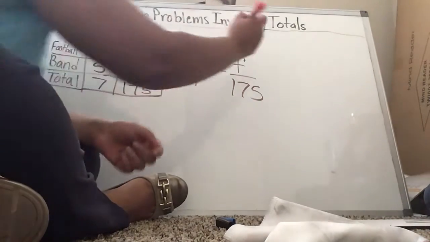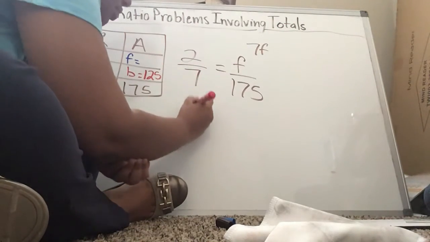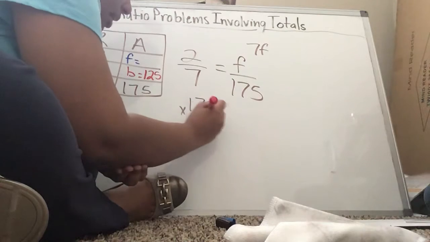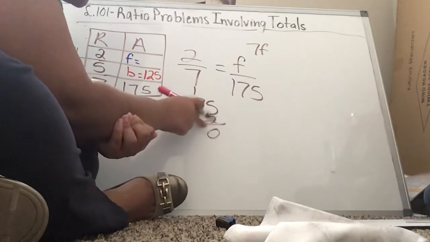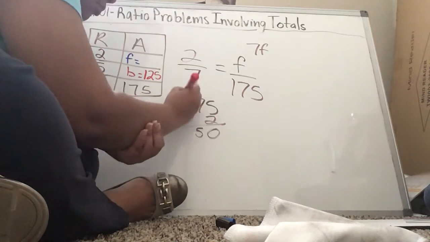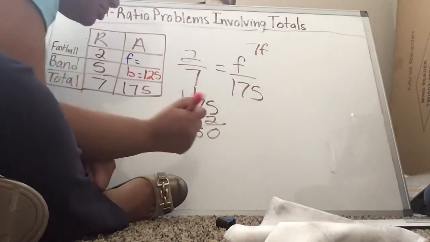7 times f is 7f, and then 175 times 2. Let's just do our work on the side, on the down low. 5 times 2 is 10, 0. 7 times 2 is 14. 5, 1, 1 plus 1 is 2.